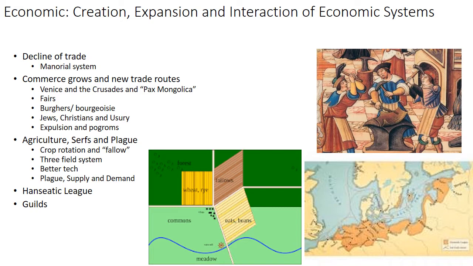However, as the years of the Middle Ages progressed, commerce began to grow once more, and new trade routes were established that were helped along by several important developments. Starting with Venice and the Crusades and this idea of Pax Mongolica, Venice and several other Italian city-states, such as Genoa or Bari, prospered as middlemen of the Mediterranean, connecting the Eastern world with Western Europe. Especially Venice and Genoa traded heavily with Byzantium and the Islamic states of North Africa and the Eastern Mediterranean, the Holy Land or the Levant.